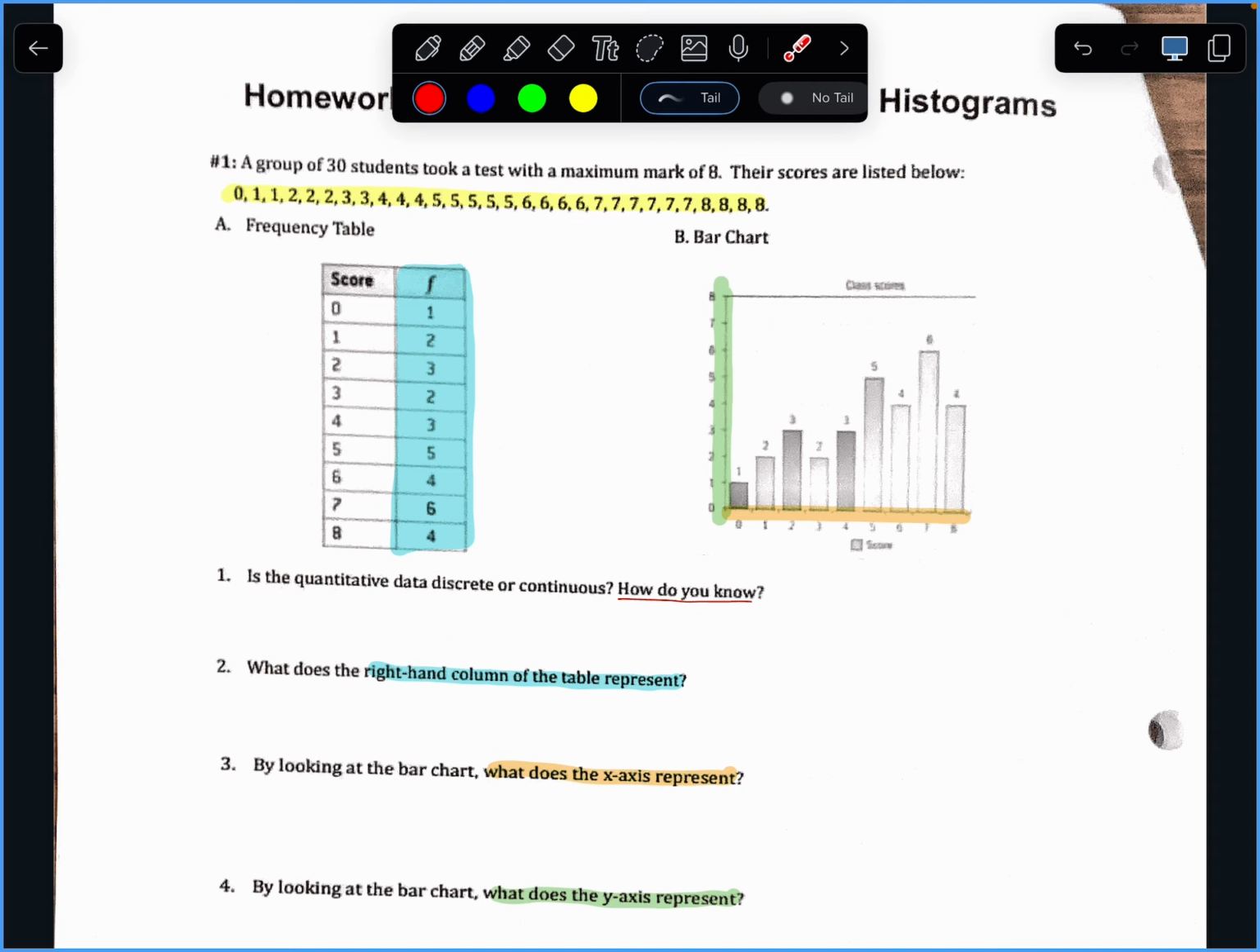It's nice. Come on, is it discrete or is it continuous? How do you know if it's discrete or continuous? You have to look at the list, okay, guys?